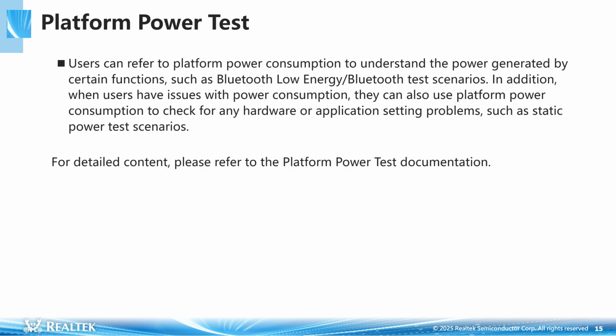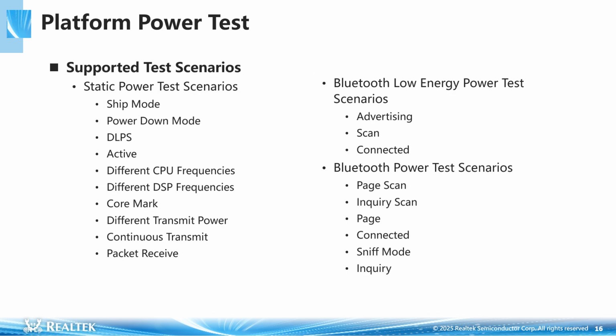Our IC supports platform power test to help users understand some basic power consumption of IC or assist in analyzing power consumption issues when users encounter them. The document of platform power test provides detailed information about platform power test, and here we just briefly introduce the content included in the document. We mainly support three testing scenarios: static power, Bluetooth low energy power, and Bluetooth power. Each scenario has support for various test items, and users can choose the corresponding scenario test based on their own needs.